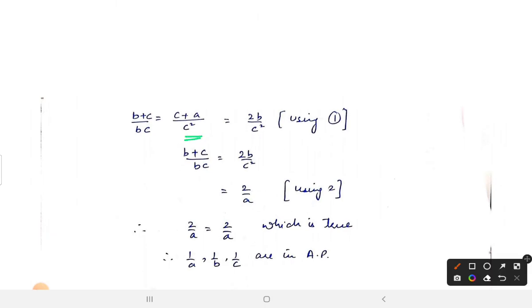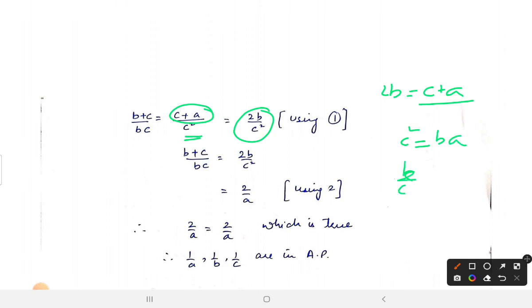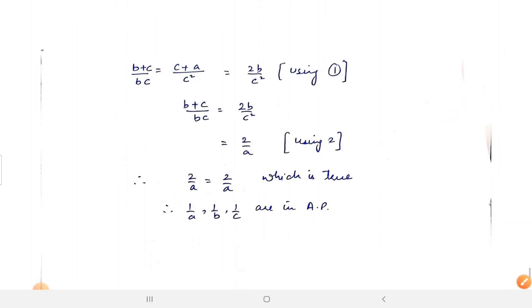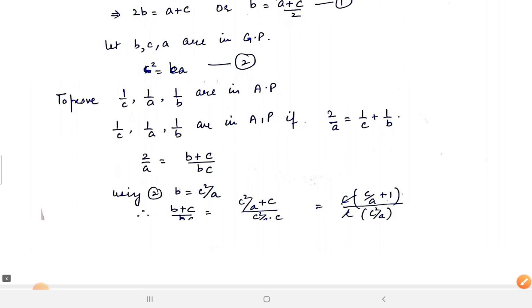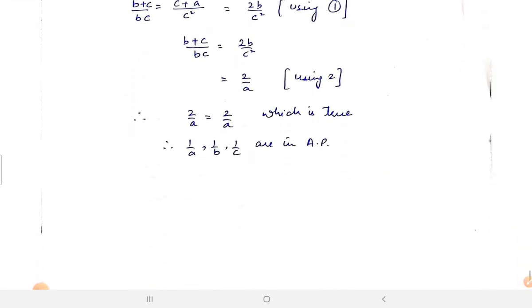And c plus a is 2 times b, by using equation 1: 2b is equal to a plus c, or you can say c plus a. So you have 2b upon c square. And we have c square is equal to ba. So what is b upon c square? b upon c square is 1 by a. So you will get 2 upon a, which is equal to the left hand side of this equation. That is 2 by a is equal to 2 by a, which is true.